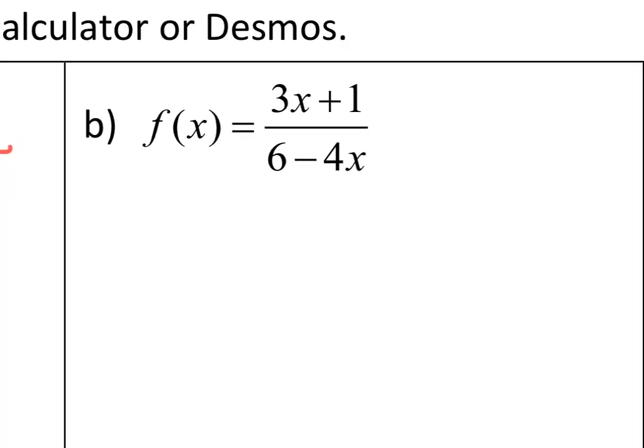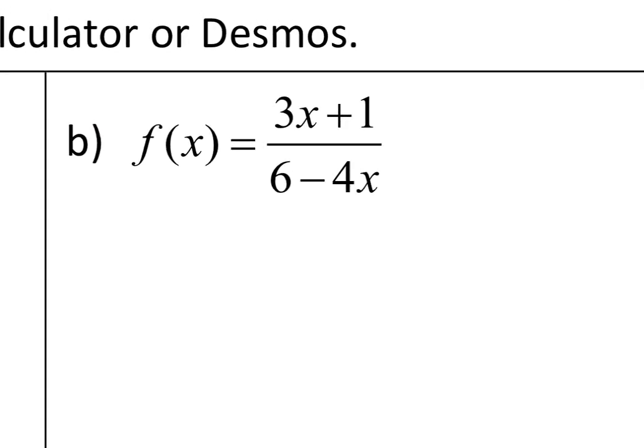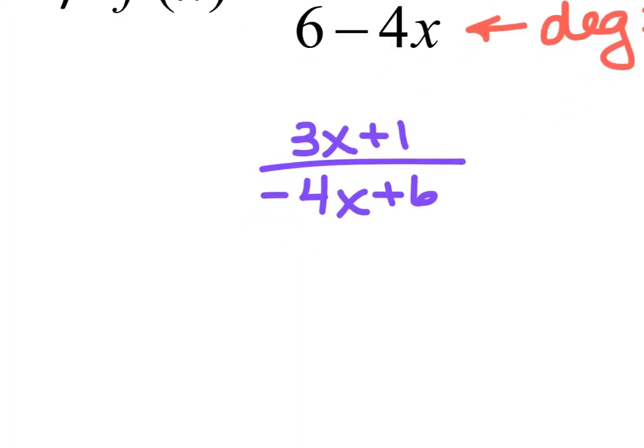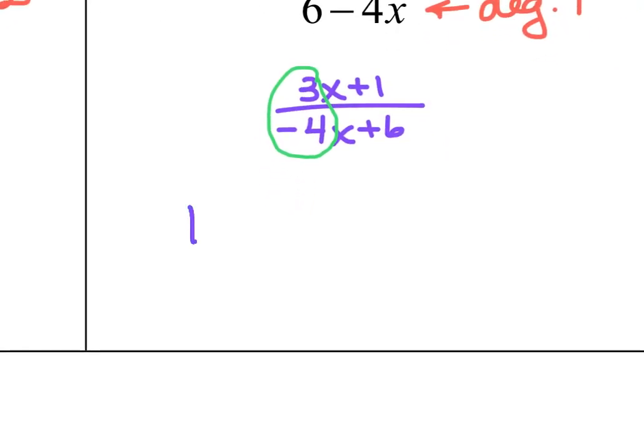If the degree of the numerator and the degree of the denominator are the same, so here the degree of the numerator is 1, and here the degree of the denominator is also 1, you have to write the numerator and denominator in standard form. And then your horizontal asymptote is the ratio, the fraction made by the two leading coefficients. And so your horizontal asymptote is y equals negative 3/4.